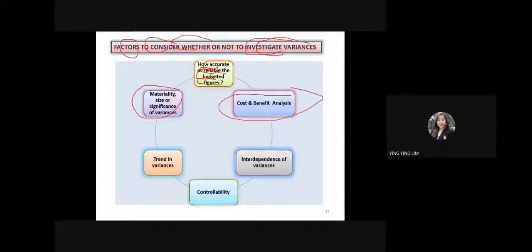Or we have to conduct a cost and benefit analysis. So we have to list out what costs are incurred in order to investigate these variances. Meaning to say we have to weigh our cost and benefit here. So if our cost is greater than our benefit, then definitely we will not further investigate our variances, right? Or we should consider the interdependency of the variances, what we have done just now, the trend in the variances, and the controllability there. Right, so I will go for this one.